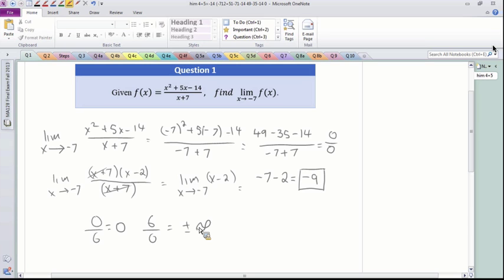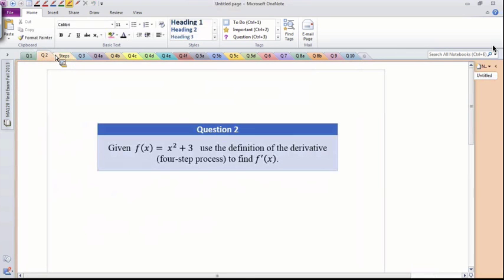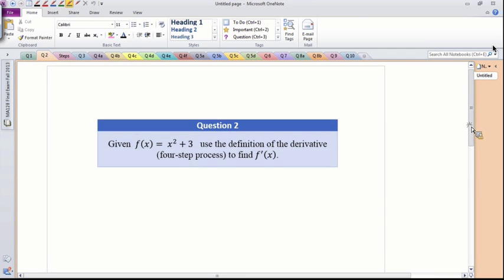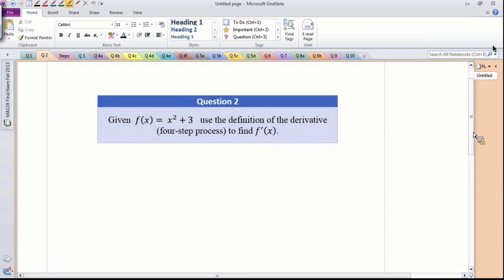Okay, so let's move on to question 2. So you should see question 2 on your screen. So we have to find the derivative of the function, but we can't do it using the power rule, which would be infinitely easier, but we have to use the definition of the derivative.